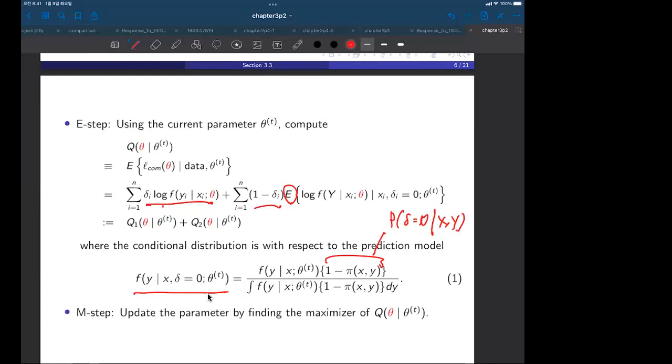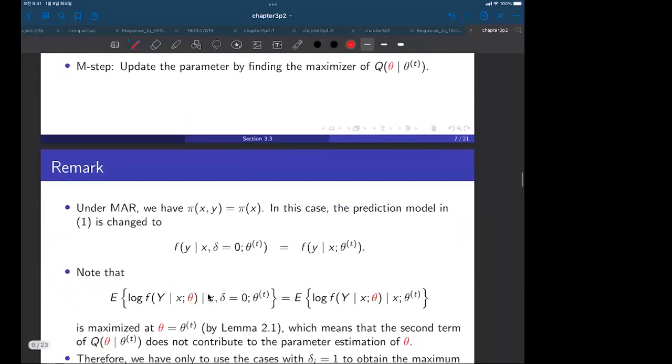Now I'm going to evaluate. So we can actually write it as Q1 and Q2. Q1 is this term. Q2 is just the second term. Okay. Now I'm going to investigate further what's going on.